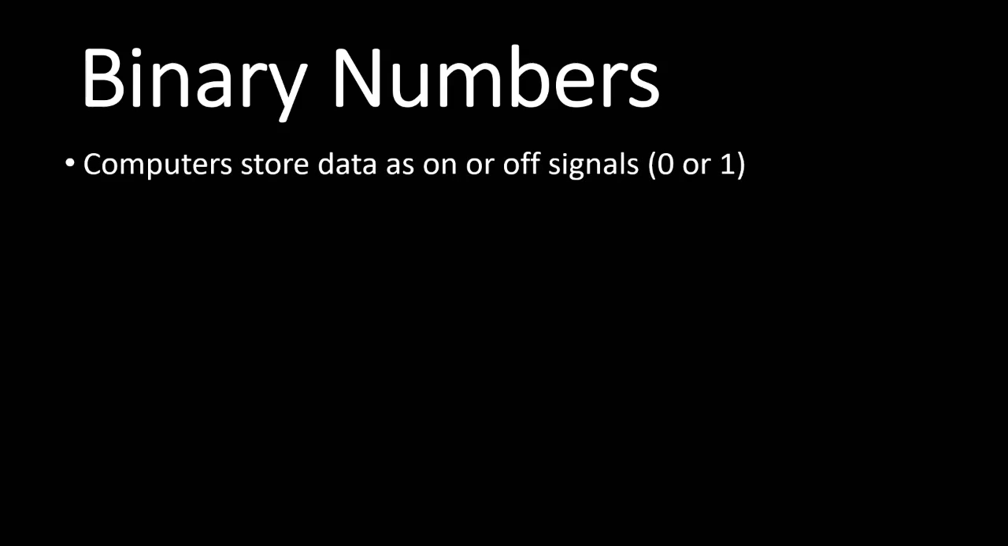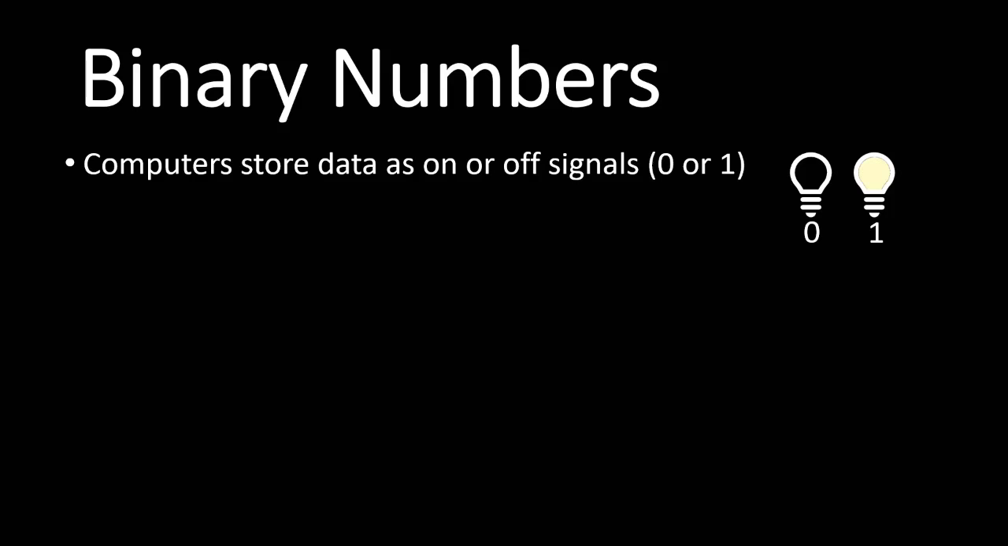So after decimal numbers, let's start by talking about binary numbers. Binary numbers are the basic numbers used by computers, and this is mainly because computers store data and exchange data as on or off signals, or 0 or 1. To simplify it, let's represent this by two bulbs or two lamps. One of them is off, meaning 0, and the other one is on, which means 1.